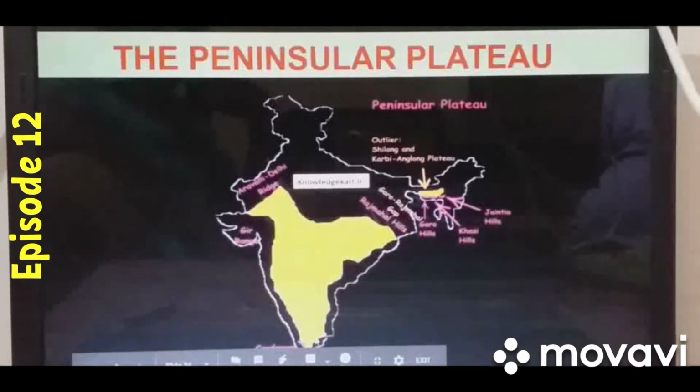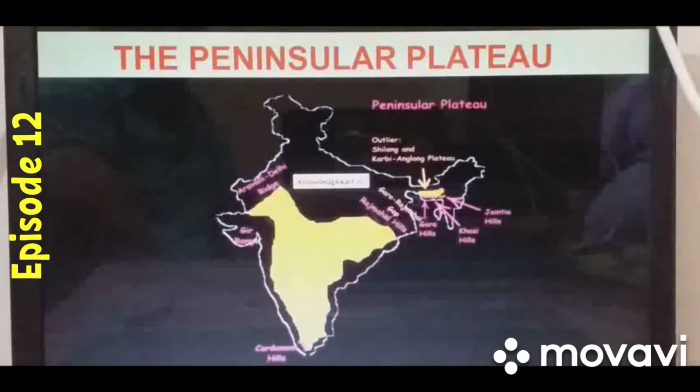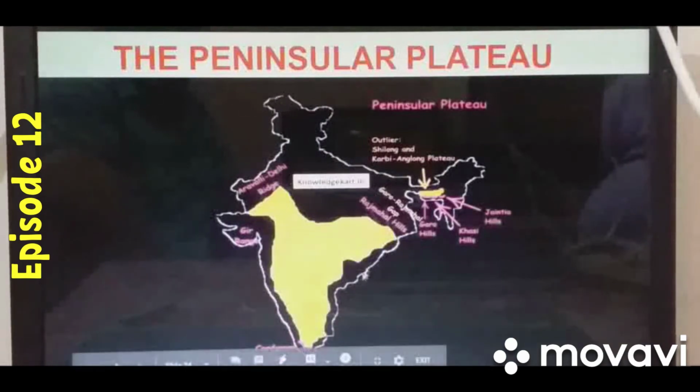This is a triangular peninsula, forming a triangular shape. So sometimes it is also known as triangular. The shape of the Indian Peninsula is triangular, the Peninsular Plateau.